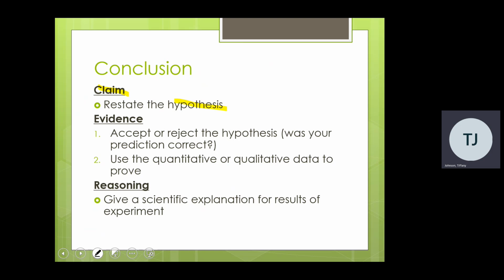Okay, then you're going to use the data here to prove your claim. So this does require you to use numbers. If you're using qualitative data, you can use description, but with quantitative data, you have to have numbers in the sentences. Then you need to give a scientific explanation for why what happened. And that's your reasoning. Claim, evidence, reasoning.